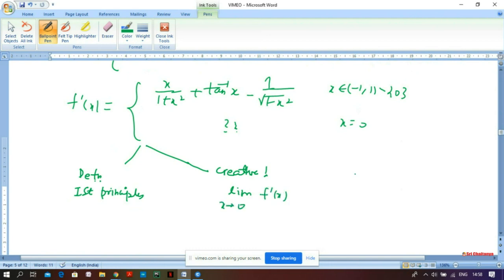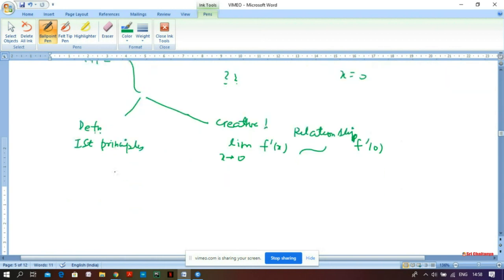Means that to get f prime 0, I may look at the limit of the derivative. The limit of the derivative as x tends to 0 has some relationship with the value of f prime 0 under some circumstances. So I can use that. First, let me use the definition, because with the definition you can't go wrong. So I will write the definition.